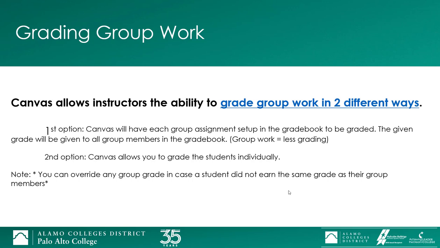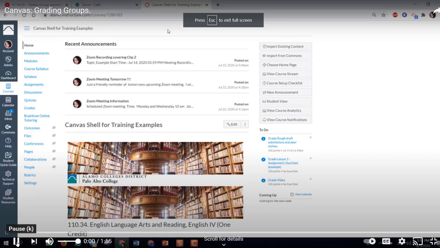If you decide to go with the first option, keep in mind you can still override any group grade in case a student did not earn the same grade as the rest of their group members. And this little video here will walk you through that. For this example, I have already created my groups, and I have also created a group assignment. So now I'm going to go in and grade this group assignment.